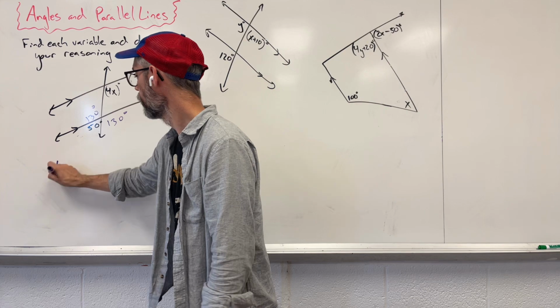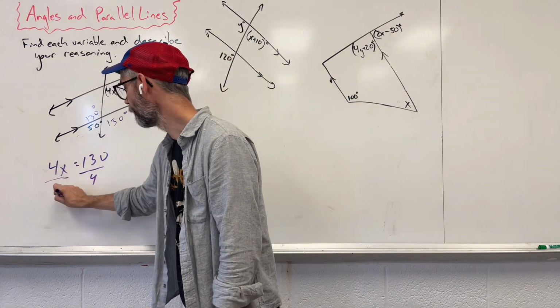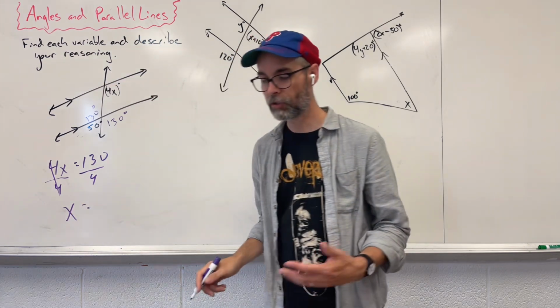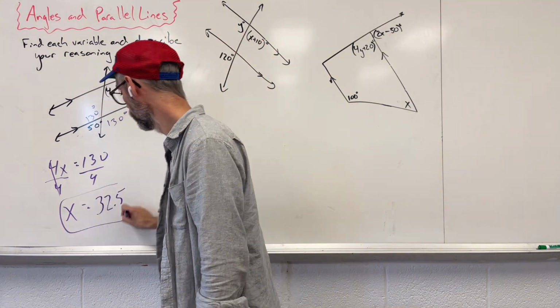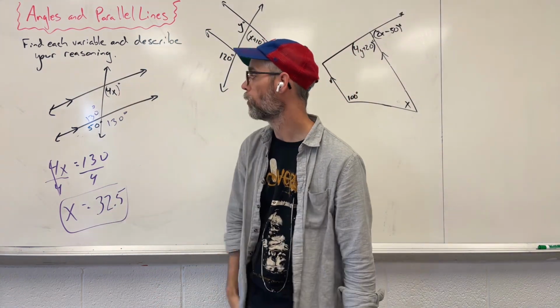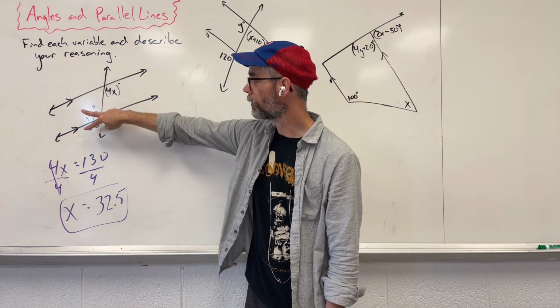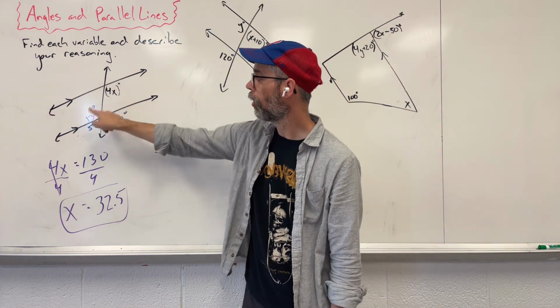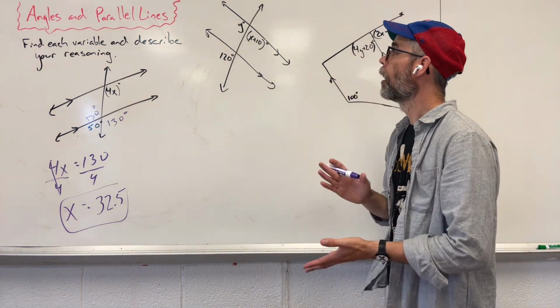So I'm going to say 4x equals 130, divide both sides by 4, and then x is going to end up with 32.5. It's not the angle, it's just saying what that variable is. And how do we get there? We had supplementary angles, and either by alternate interior or corresponding will get us to that problem.